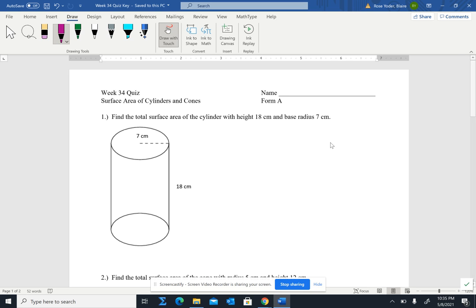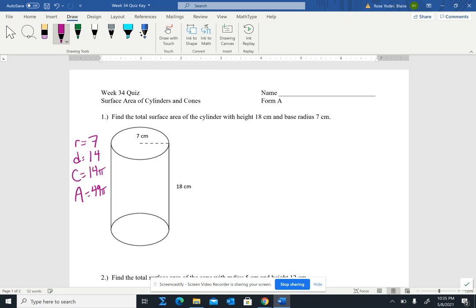Let's go over the week 34 quiz, which is our second to last quiz of the school year. Number one was a cylinder, so I'm going to do RDCA. And this part looked really good for the most part. The radius was given at 7, double it, and that's 14. That's the diameter. 14 pi is the circumference, and then 7 squared pi is the area.